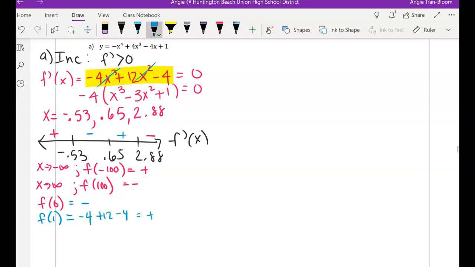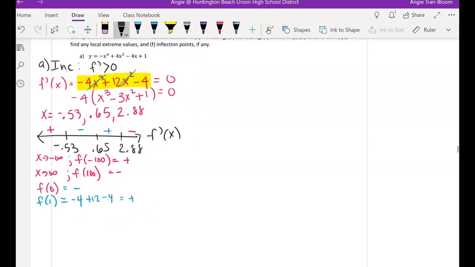So that's that. So with that, I can write my increase, decrease. Ready? It's going to be increasing from negative infinity all the way to negative 0.53. And again, you can use bracket or parentheses. Your book uses bracket per definition. I normally like to use parentheses. Union that with 0.65 all the way to 2.88. So that's increase. Now decreasing, I did the work for it already, so I'm just going to write the answer.